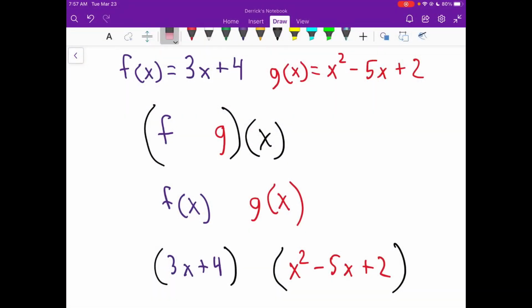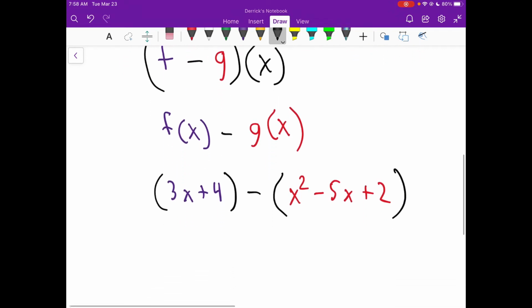This time, let's say I give you the same two functions, the f of x and the g of x function, but I'm asking you to do f minus g of x, meaning I'm asking you to take the f of x function and subtract it by the g of x function. So we still have our f of x function of 3x plus 4, and then we're taking that minus our g of x function of x squared minus 5x plus 2.